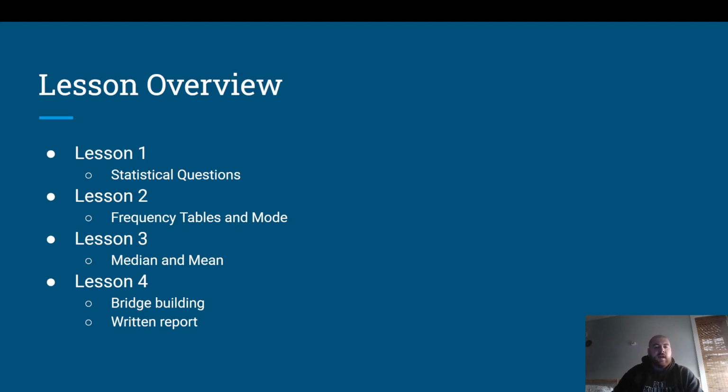The second lesson, I focused on frequency tables and modes. So trying to figure out, okay, now we've got this statistical question. How do we gather that data and then figure out the mode? Mode is basically the data that pops up the most.